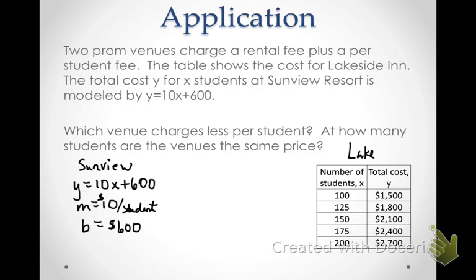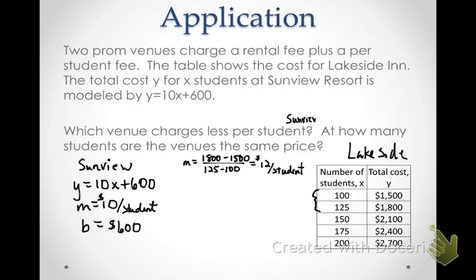So to find out the cost for Lakeside, which is represented by the table, we need to find those same things. We need to find the slope and the y-intercept. So just take your first 2 points and find the slope. Remember, it's y2 minus y1 over x2 minus x1. If you find the slope, or rate of change, for Lakeside, you can see that Lakeside charges $12 per student. So the venue that charges less per student is Sunview.